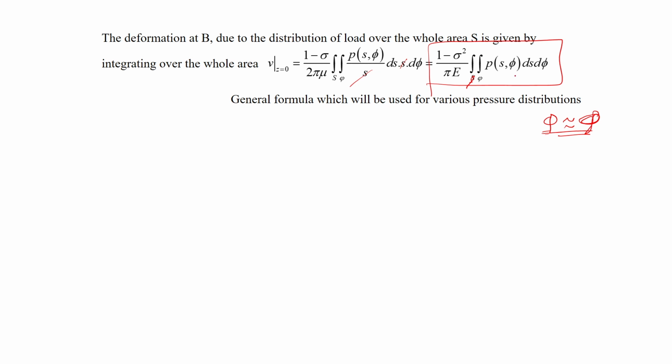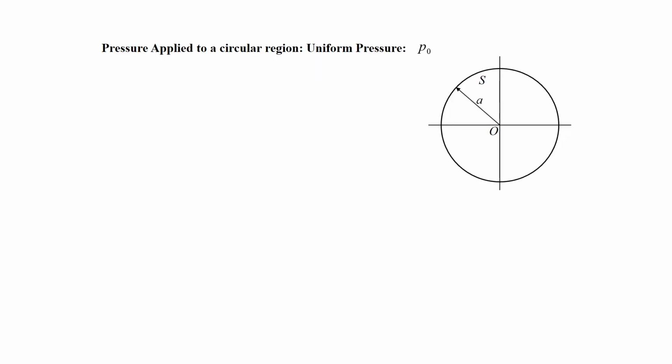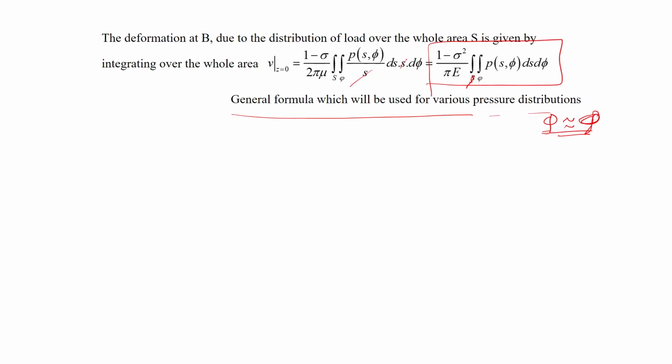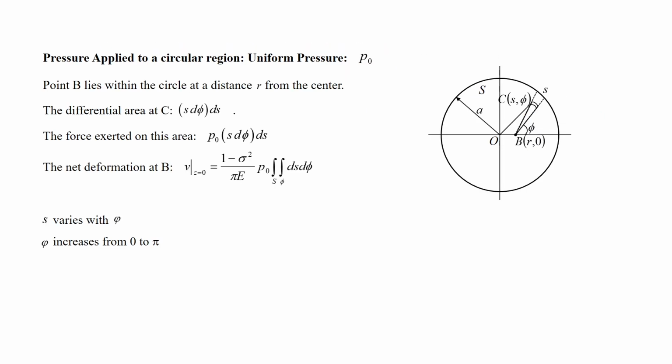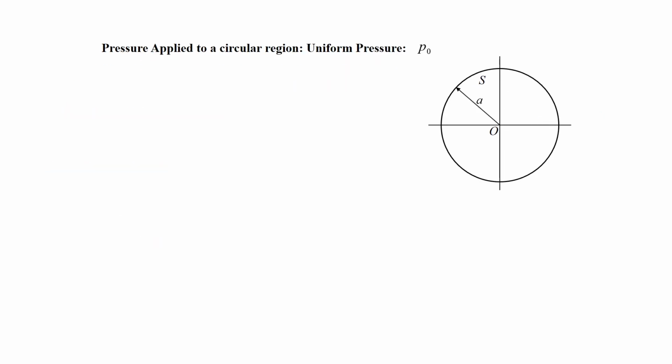So, there is no reason to get confused. Now, this is the general formula which will be used for various pressure distributions. The first pressure distribution that we will consider is a uniform pressure P0 applied throughout this area. So, this V we can find out now.